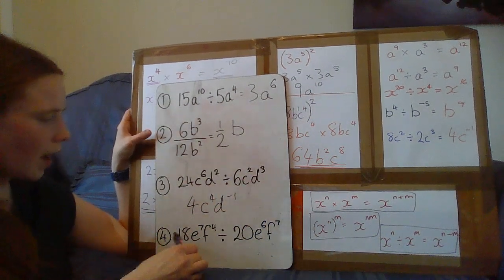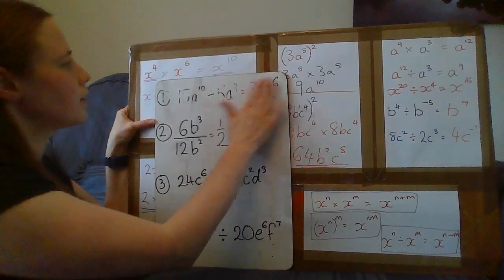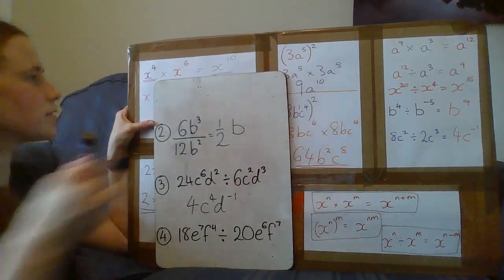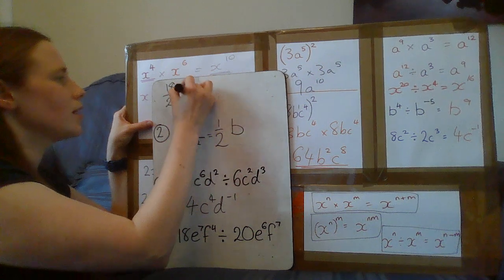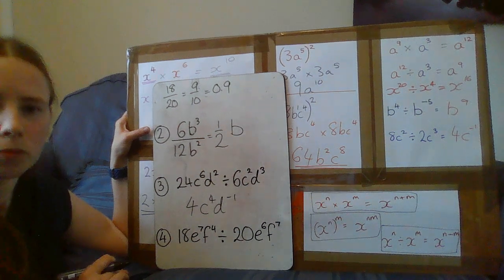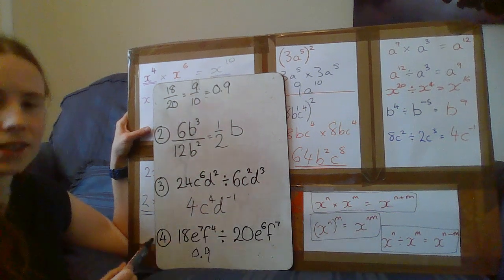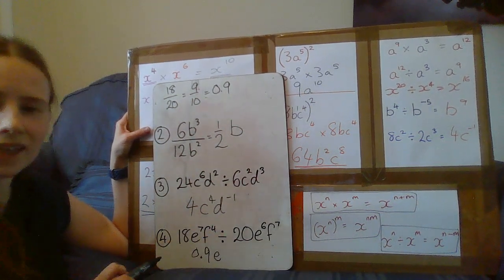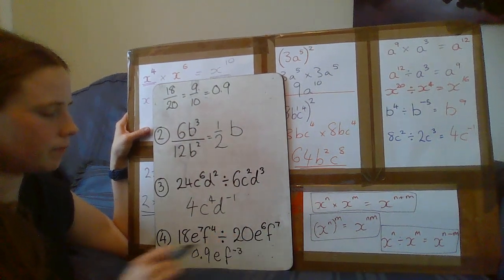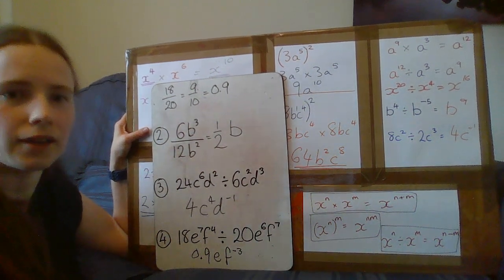And then the final one, 18 divided by 20, I can write as a fraction. In fact, I'm going to do that just above here so we can see how I can work with the fraction. So 18 over 20 is the same as 9 over 10, or 0.9. So you can write it either as 9/10 or 0.9. And then I've got to do e to the 7 divided by e to the 6, which becomes e to the 1, or just e. And then f to the 4 divided by f to the 7, which becomes f to the minus 3. Okay, so 9/10 e f to the minus 3. Do make sure when you do minuses that they're nice and clearly written as well.